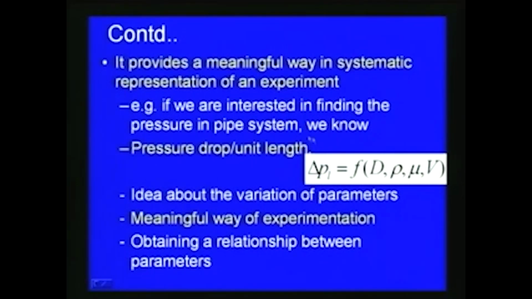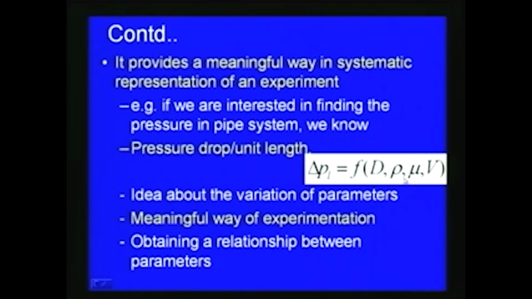So, while doing these kinds of experiments, dimensional analysis gives a meaningful way to systematically represent the problem. For example, if we want to find the pressure drop in a pipe system, the pressure drop per unit length, delta P by L, for a particular pipe, the important parameters here are the diameter, the density of the fluid, the coefficient of viscosity mu, and the average velocity v. Here delta P by L is the pressure drop per unit length.